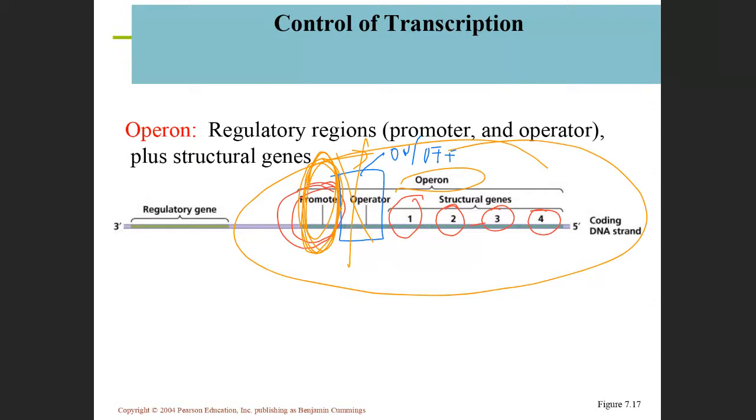This regulatory gene right here refers to the gene that makes a protein that is going to sit on the operator and turn the gene on or off, depending on the gene. So that's the regulatory gene for the regulatory protein, which is going to sit on the operator.